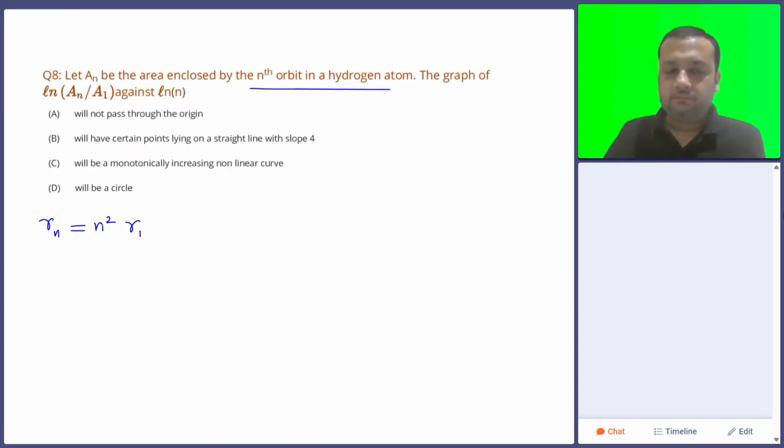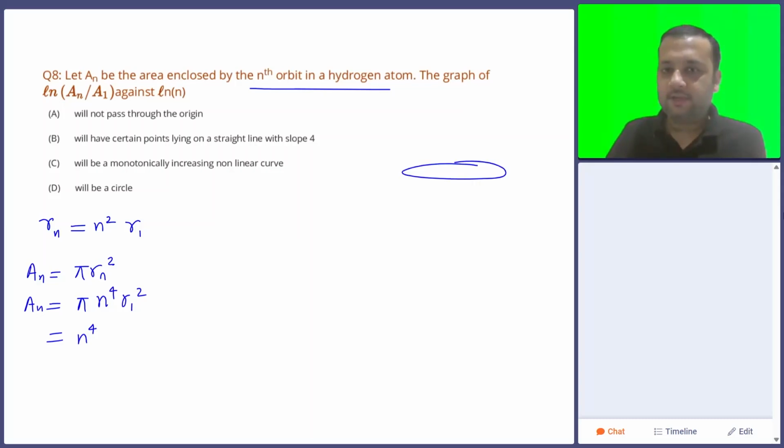Now what is the area? So area is pi r squared. So if you find the area of the nth orbit, that will be pi into rn squared. Correct? So what is the value of rn squared? If you square it, you will get n to the power 4 r1 squared. This is the nth area. Yes or no? You can very well see that pi r1 squared will be the area of the first orbit.